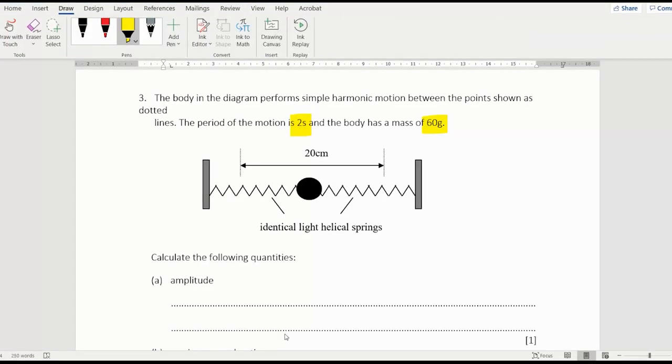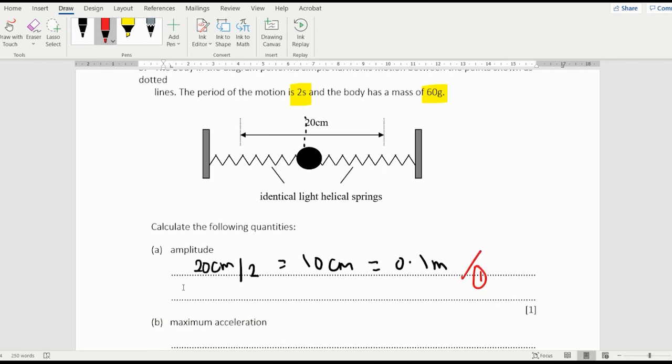It asks you to calculate the amplitude. So it tells you it goes between these points shown, and the total distance it goes through is 20 centimetres. Calculate the amplitude. So of course the amplitude is from the equilibrium point. So if it goes through a total of 20 centimetres, if it's an SHM, the amplitude either side of the equilibrium point would be the same. So you divide 20 centimetres by 2. So it's going to be 10 centimetres, which is equal to 0.1 metres. And that's why it's only worth 1 mark. It's a very simple sort of question that's just getting you to read the object.